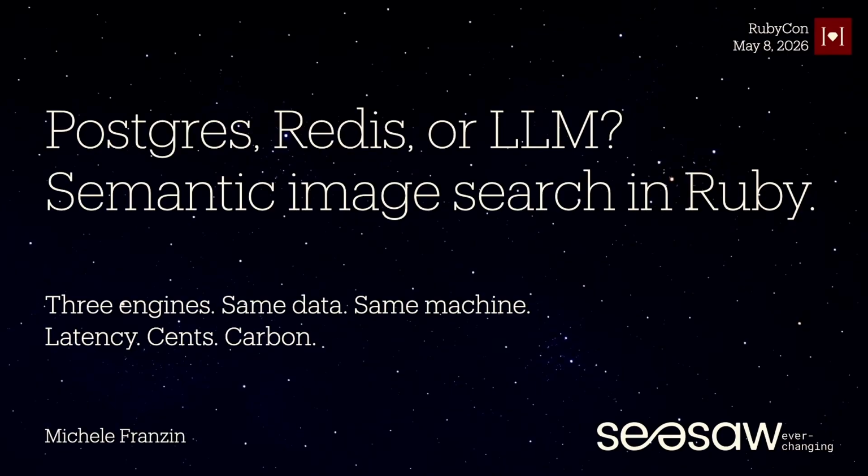Postgres, Redis, or LLM. There are three engines for semantic image search. Same data on the same machine. Bad news first. I don't have a recommendation for you. Good news. What's coming is Ruby code, latency and cost, like always, and a recipe to put a number on carbon. Short enough to fit in one slide.